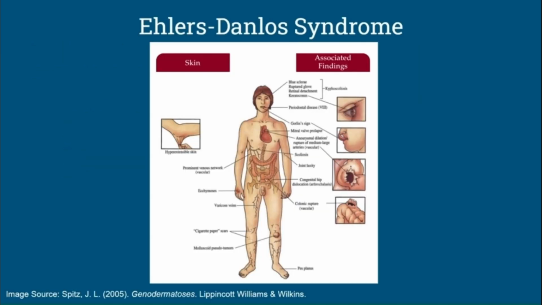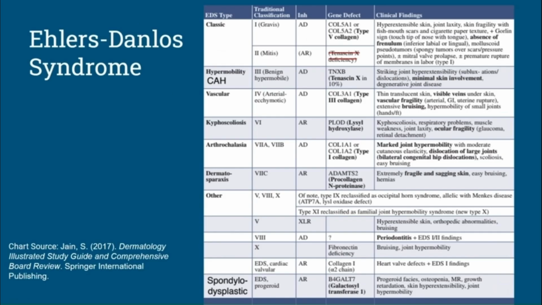And here is a good photo from Spitz here to kind of help put together all the findings. Here's a nice graphic from Jane here, and it's very helpful to go through this. So let's try to go through this. As a review, classic types, autosomal dominant or recessive, that's up in the air, but most likely due to a collagen 5A1 or A2 issue, and this is going to be hyperextensible skin, joint laxity, skin fragility, fish mouth scar, cigarette paper texture, absence of the frenulum, and pseudotumors.